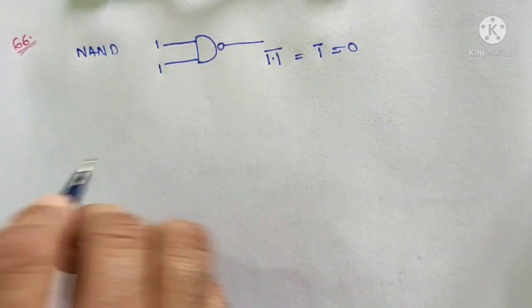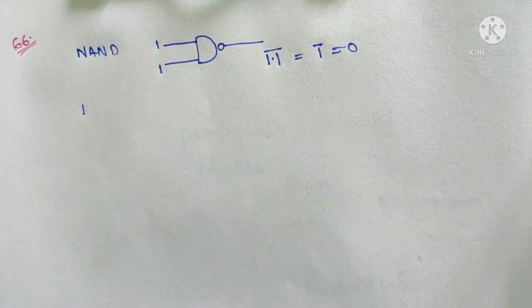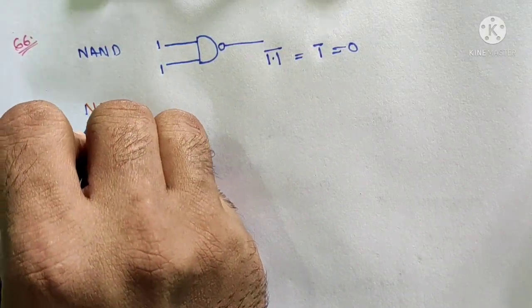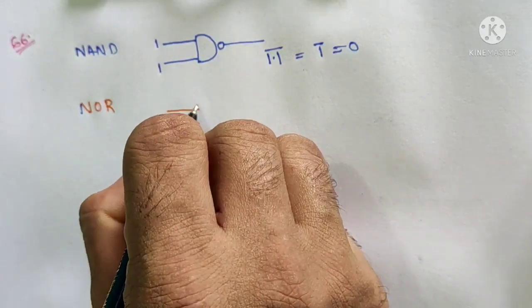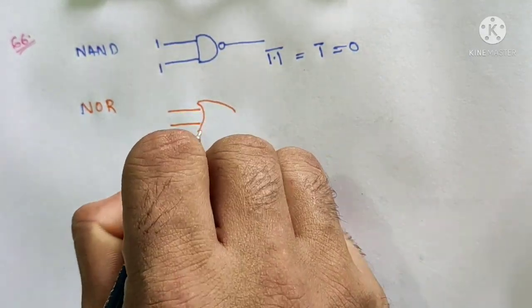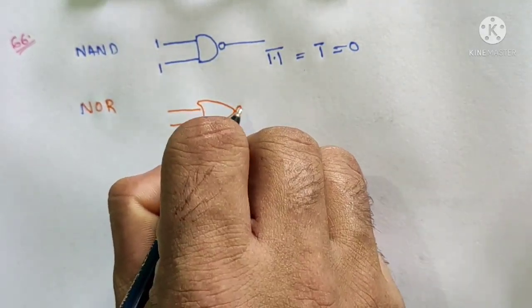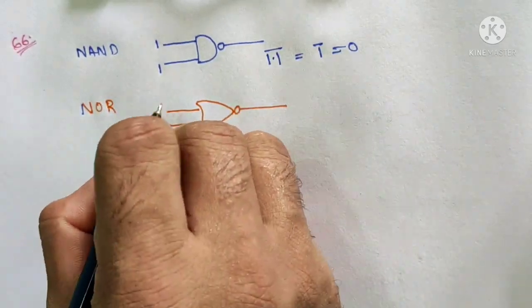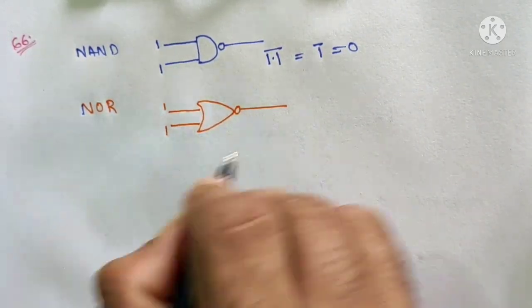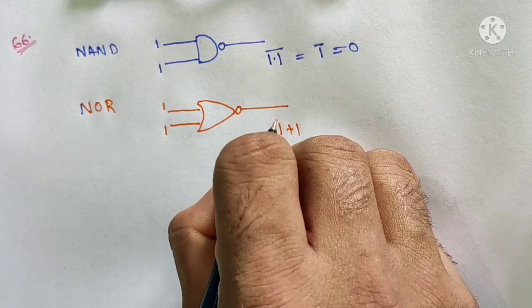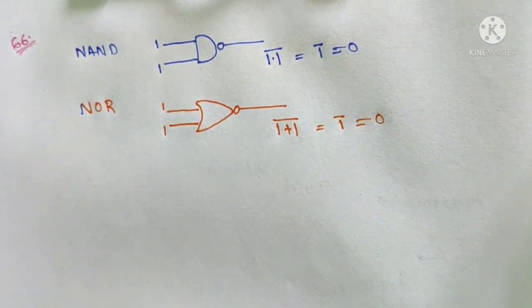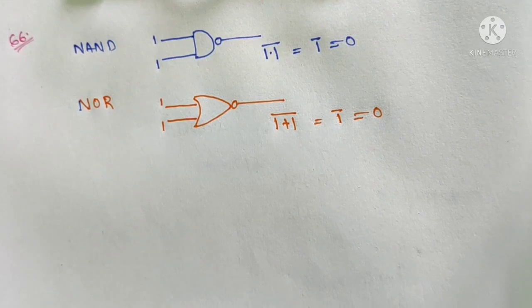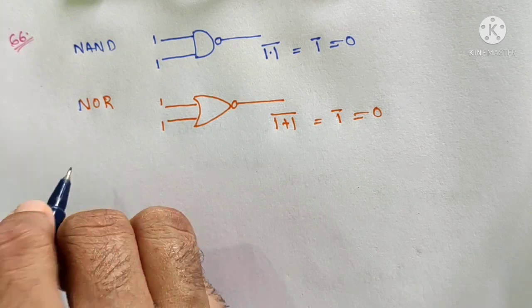Now let us check for NOR gate. Consider 2 input NOR gate. This is OR with bubble. Now it is NOR gate. Now inputs are 1 1, so (1 plus 1) bar, that is equal to 1 bar, that is equal to 0. So for NOR gate, output is also 0. Next, check for XOR gate.